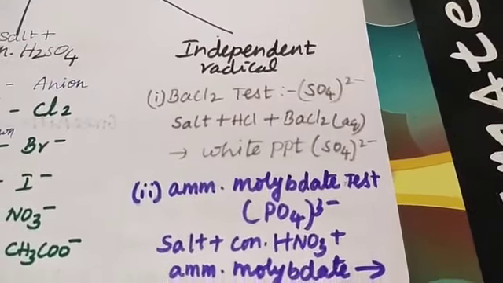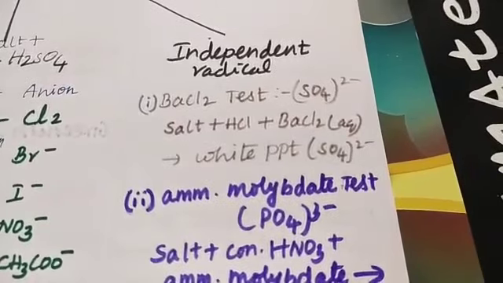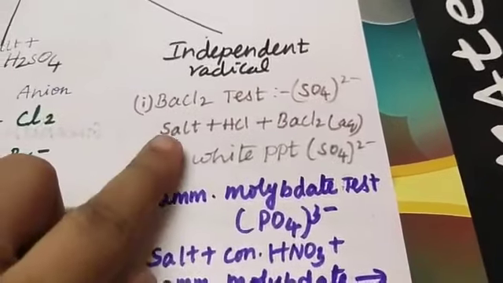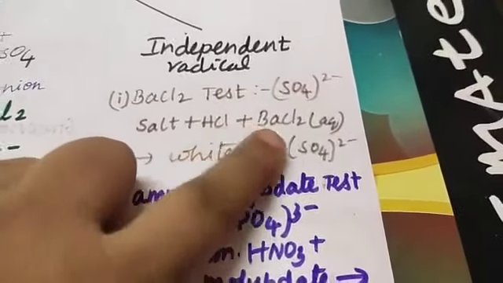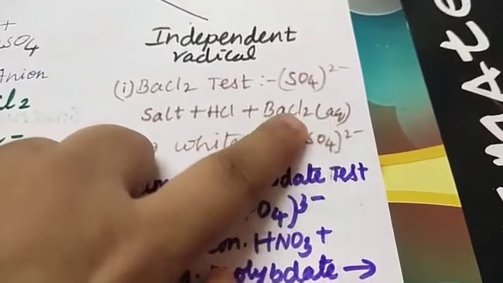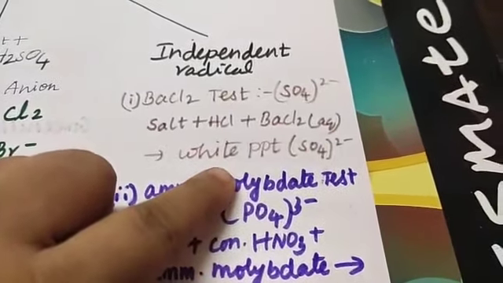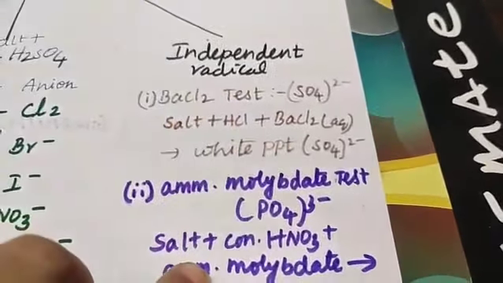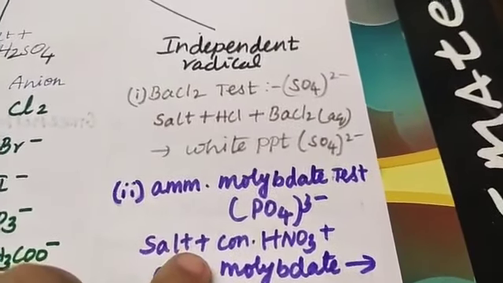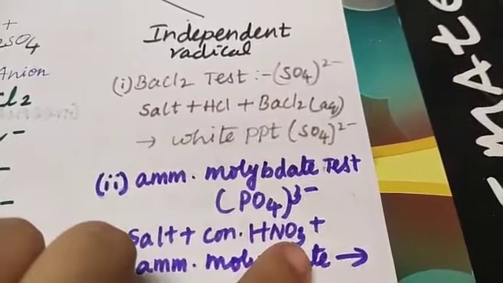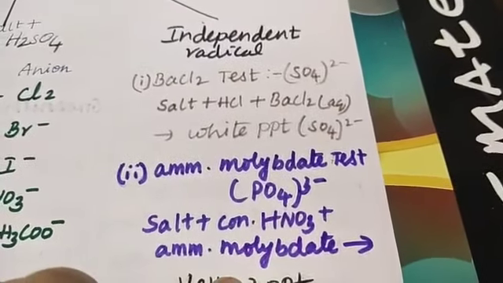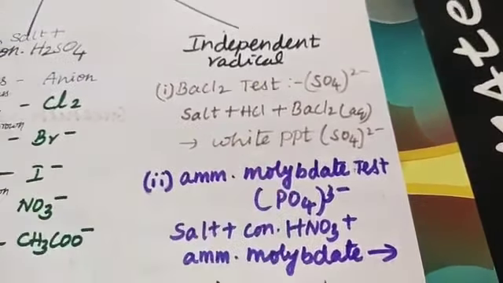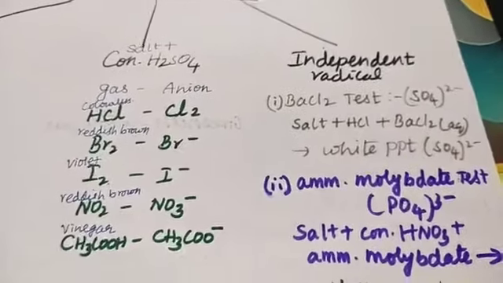Under the independent radicals, you have sulfate, SO4 2 minus, and phosphate, PO4 3 minus. How to do this test? Your salt plus HCl, then you add barium chloride aqueous solution. Immediately you will get a white precipitate, which indicates sulfate ion is present. If not, you do the ammonium molybdate test. You take salt and concentrated HNO3, nitric acid, and then add ammonium molybdate solution. If you are getting a yellow precipitate, it is phosphate ion. Like that you will find out the anion present in your salt sample.